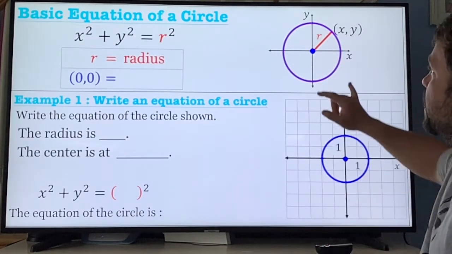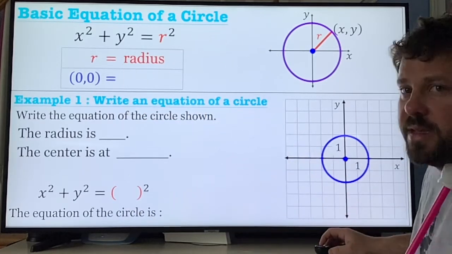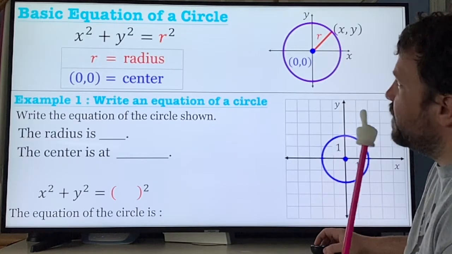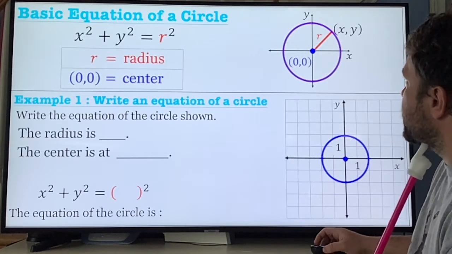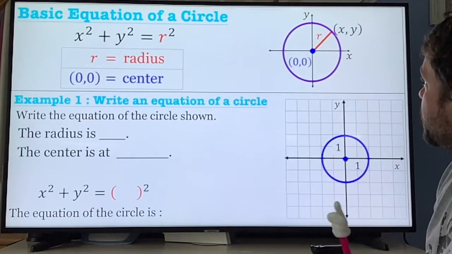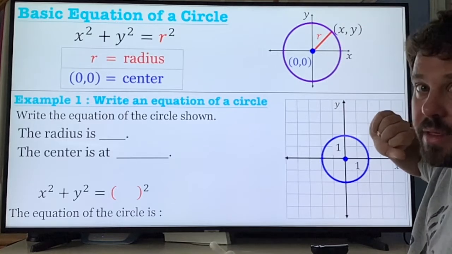Very good. We went over radius multiple times. 0, 0. What do you think 0, 0 is? That's your center. That's the center point of your graph, all right? So you've got x squared plus y squared equals r squared. You're going to use your x and your y. That's just a point on your graph that r goes to.